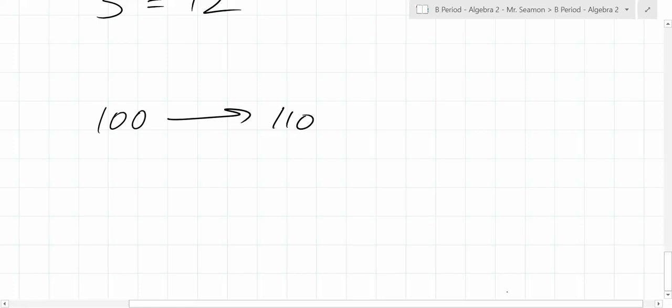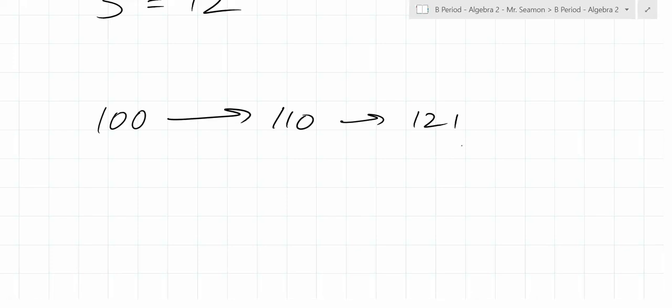What's 10% of 110? 11. What's 11 plus 110? Oh look, is that a little bit more than we had before? After 2 years, what did we have before? 120. Why do we have $1 more? We have $1 more because we've done interest on the interest. Compound interest means you're taking interest on the interest and the principal. The principal is the initial amount of money.